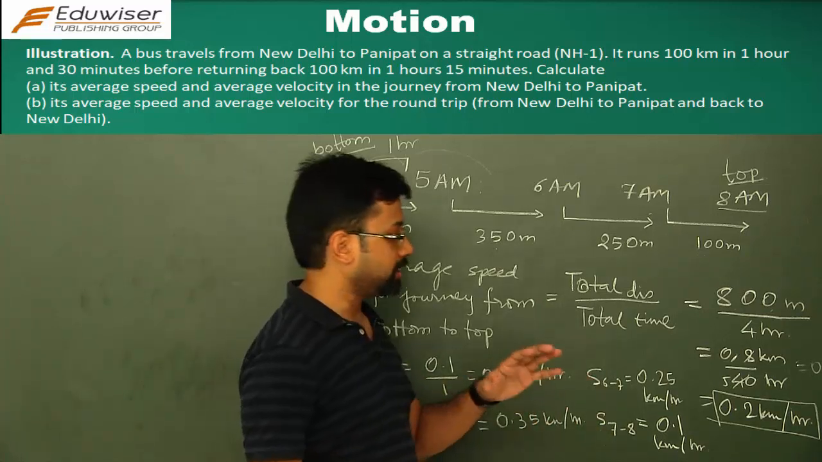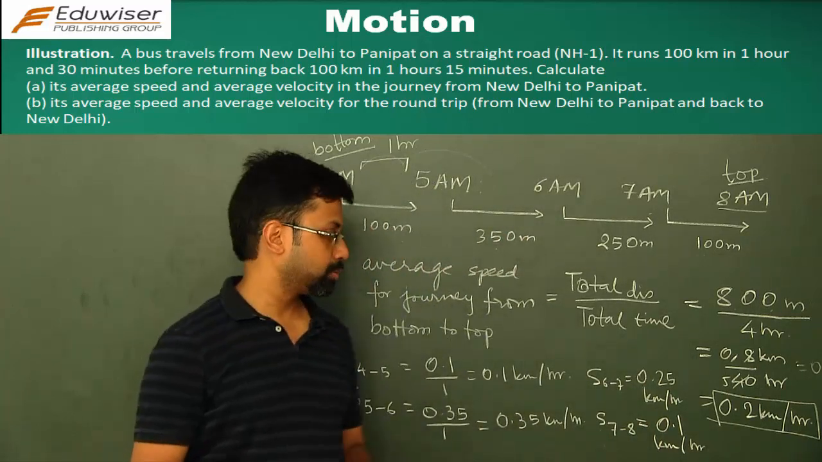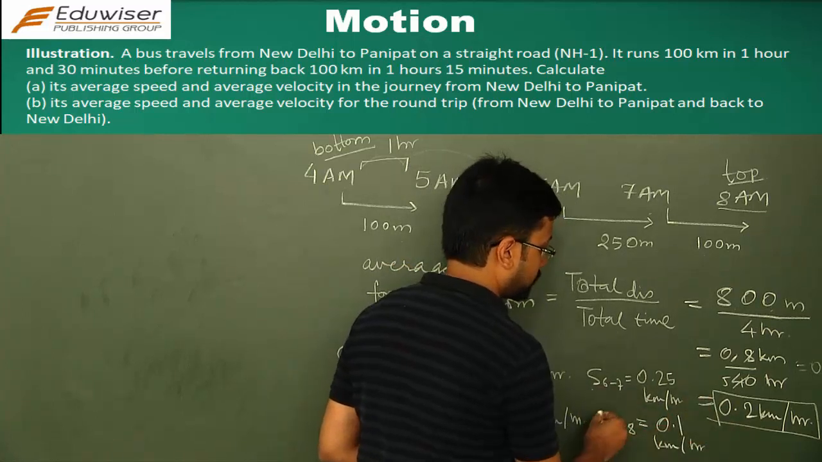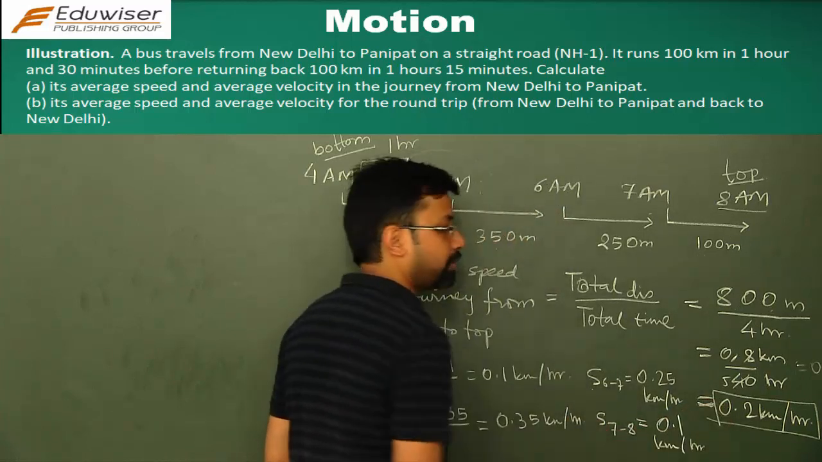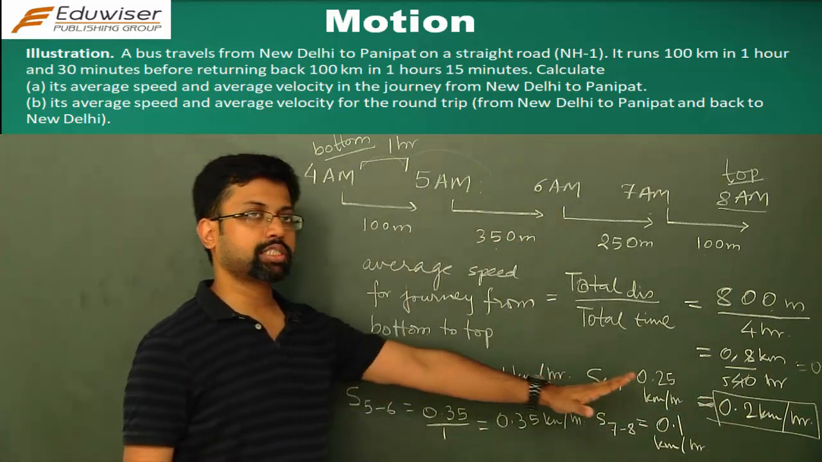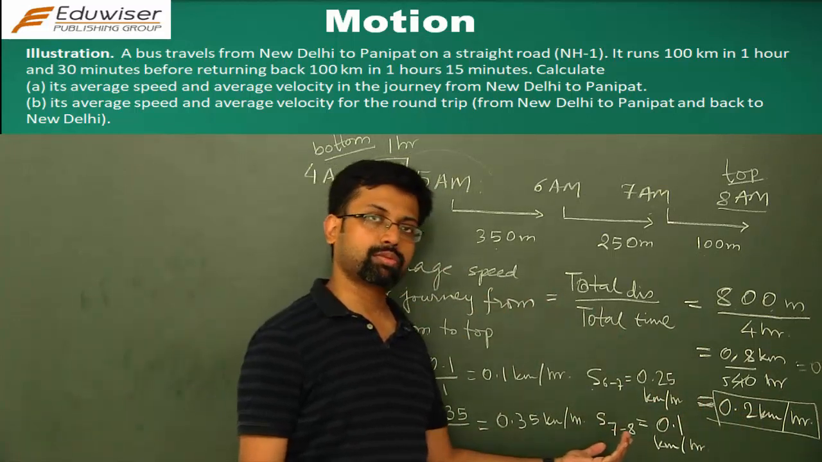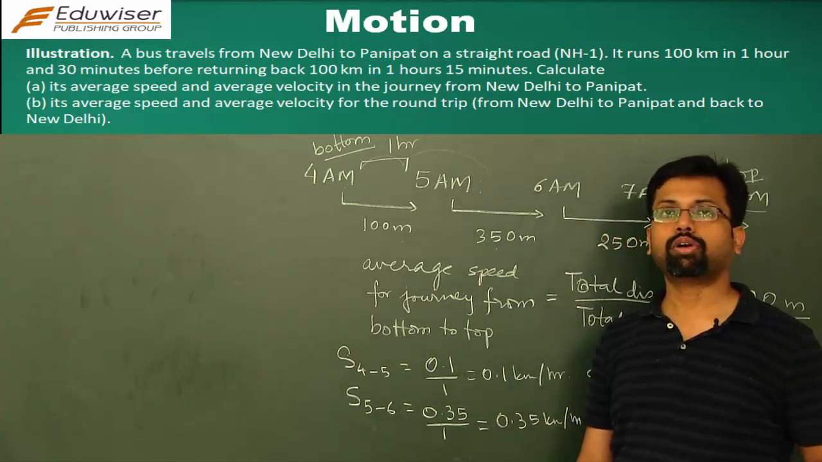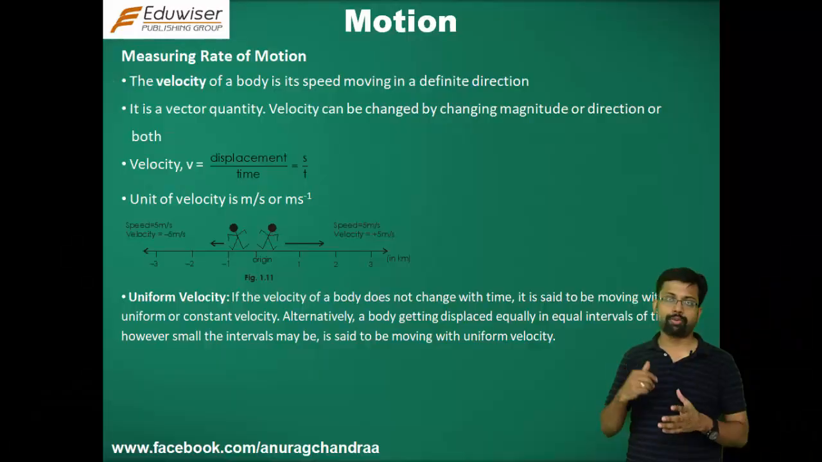Hence we can say that this is an example of non-uniform motion, because the speed in different intervals is different. The speed in different intervals is not equal to the average speed. Only in the case that average speed is equal to the speed in all the other intervals, whatever that interval might be, is the motion going to be called uniform. So it's not a case of uniform motion, it's a case of non-uniform speed.